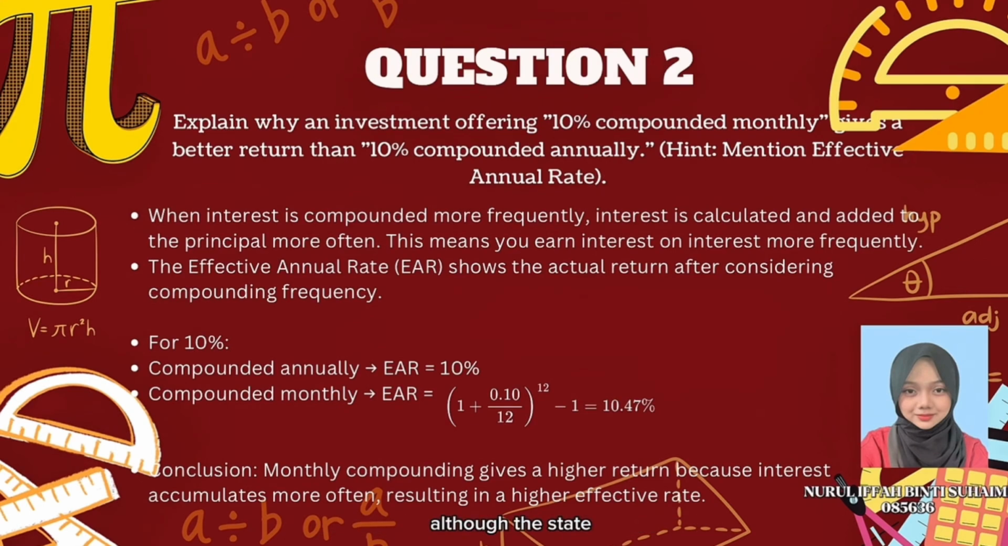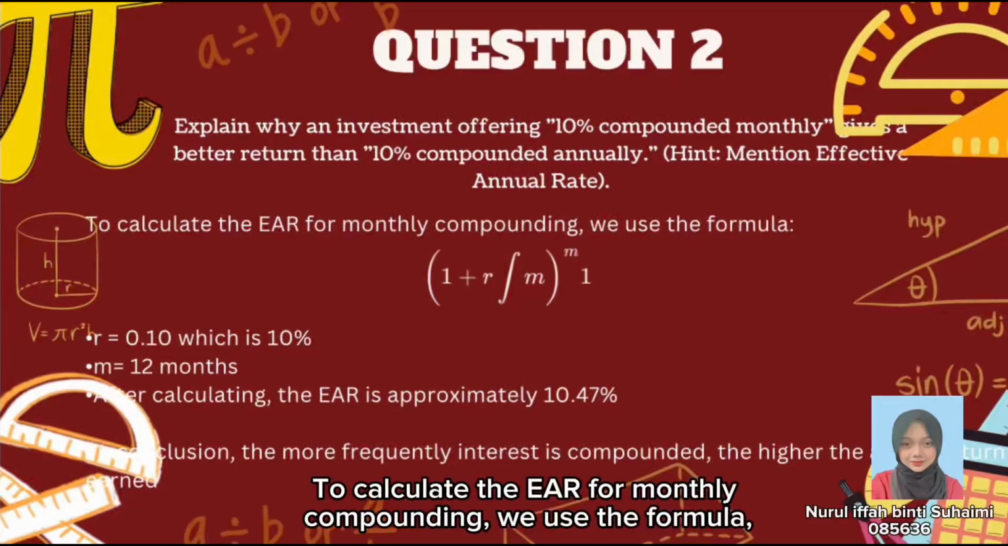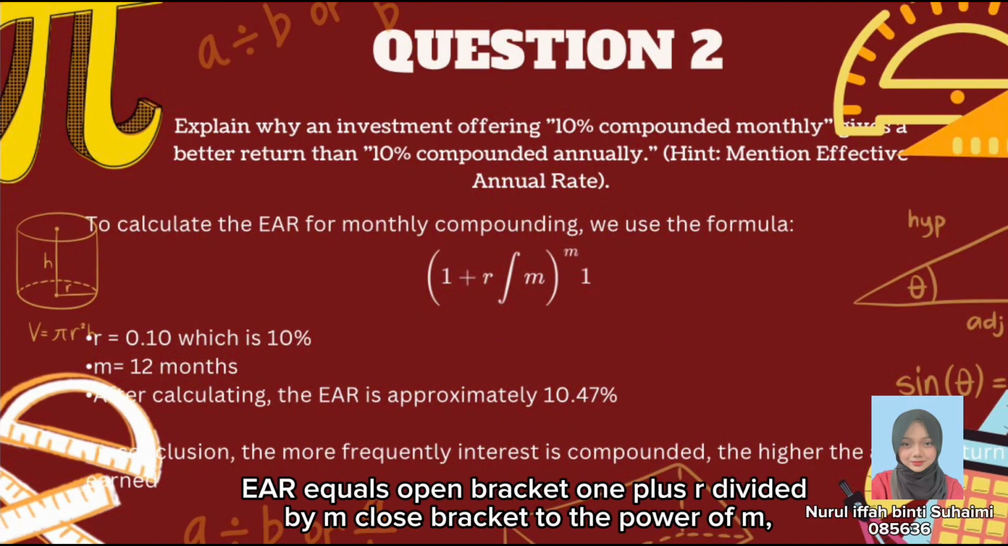Although the stated interest rate is the same, the actual return is different. This is why we use the effective annual rate, or EAR. EAR represents the true annual interest rate after considering the effect of compounding. To calculate the EAR for monthly compounding, we use the formula EAR equals (1 plus R divided by M) to the power of M, minus 1.